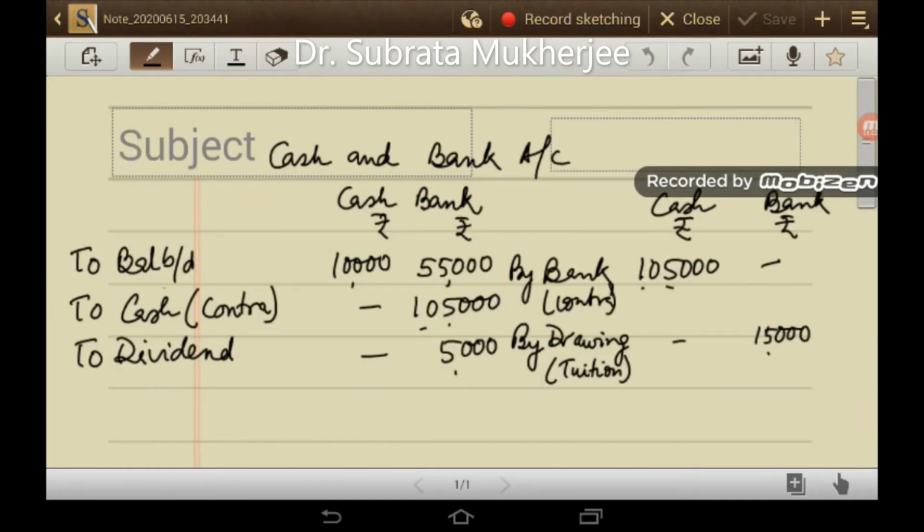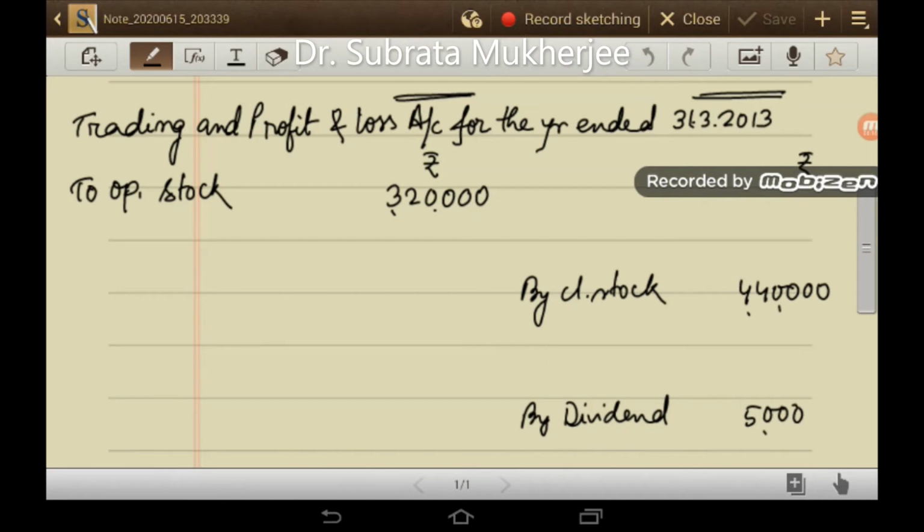Next is rent paid. So in cash account I am writing by rent, this is 24,000. This will be posted in the PL account. So in the PL account I am writing to rent 24,000.